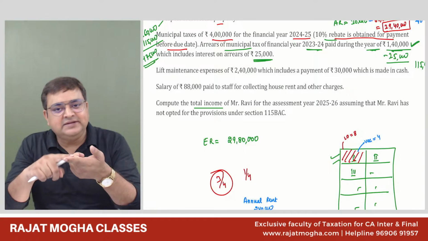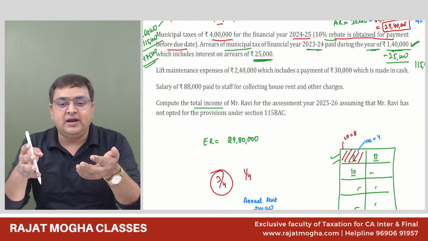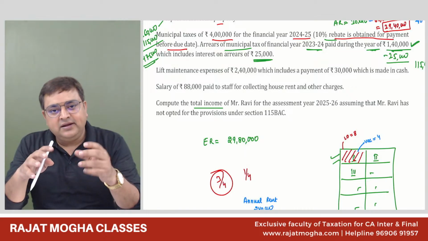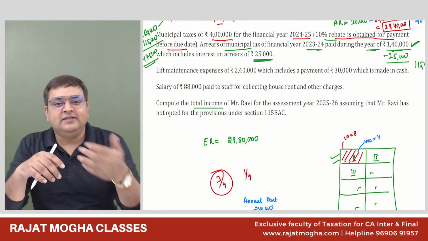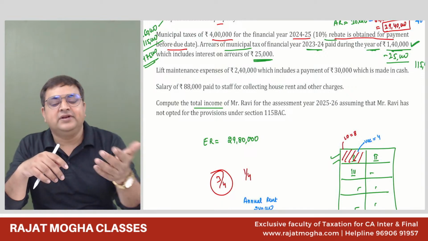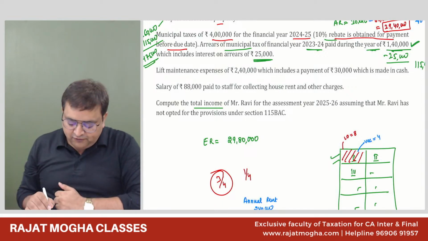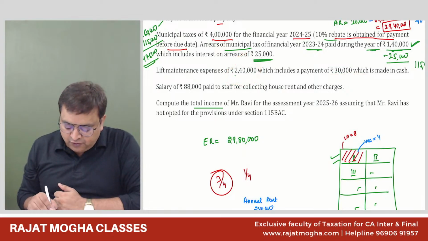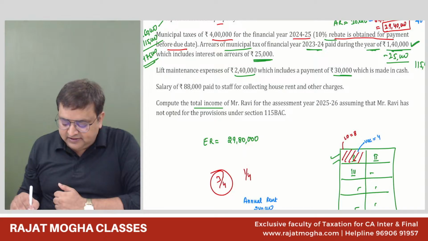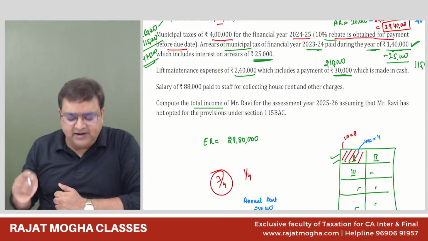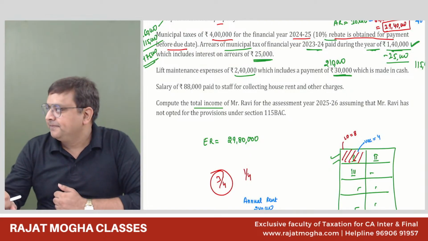You understand in PGBP, and I used to call IFOS also a mini PGBP. You also know that in PGBP, more than 10,000 cash we cannot pay. Similarly in IFOS, more than 10,000 cash we cannot pay. So out of 240, 30,000 is paid in cash. So we will not allow 240 entirely. 30,000 will not be allowed, so only 2,10,000 would be allowed. I believe that you are all okay with this. Everybody okay?